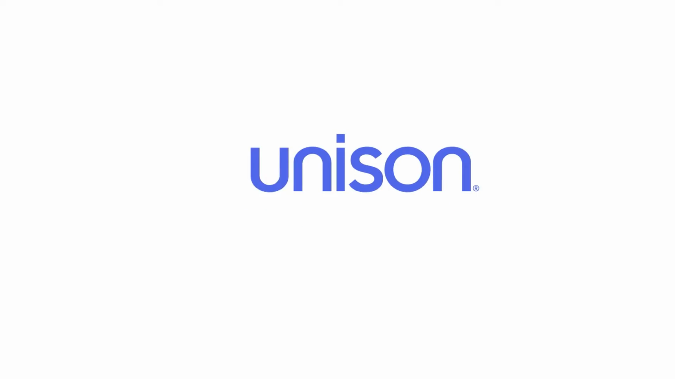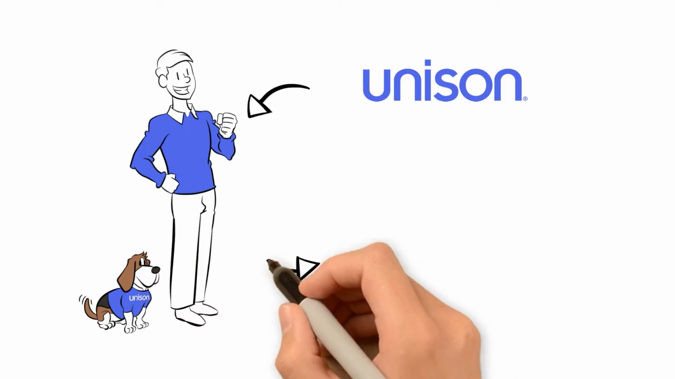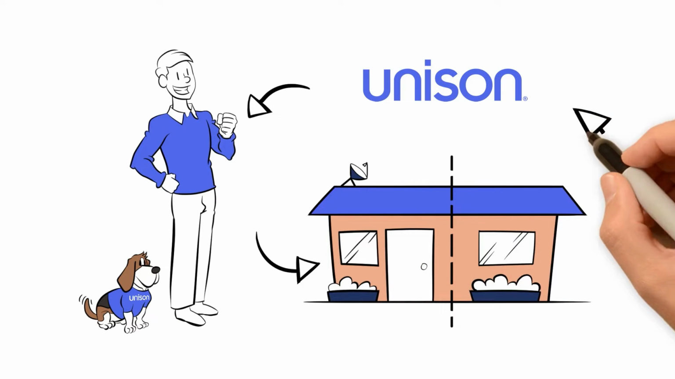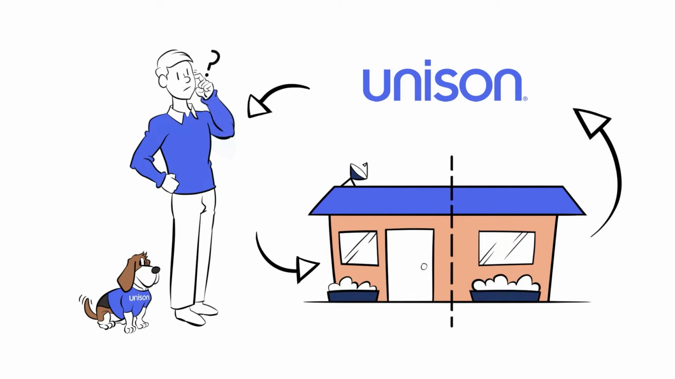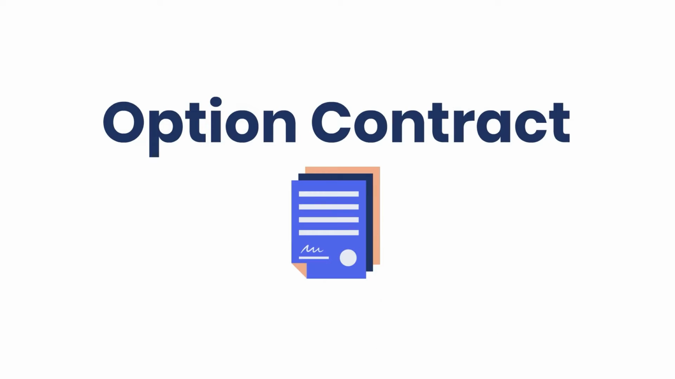At Unison, our concept is simple: co-investing in a person's home in exchange for a percentage of its change in value later on. But how we calculate who gets what can seem a bit complicated, and that's what we're here to fix. Let's start with our agreement, an option contract.